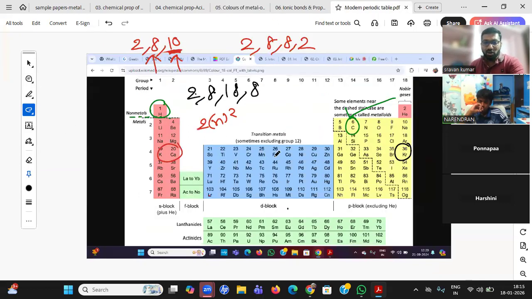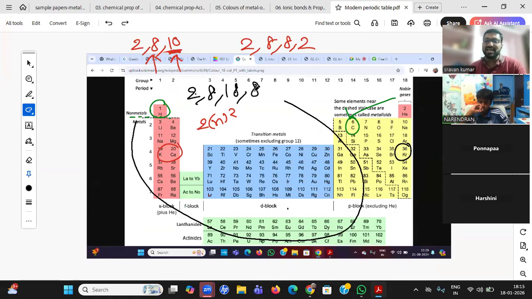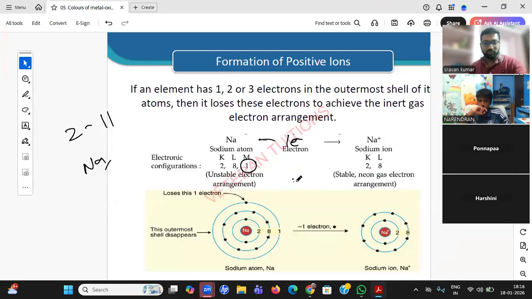Frankly speaking, all the metals will generally form positive ions. They have excess electrons, and they always want to lose electrons.